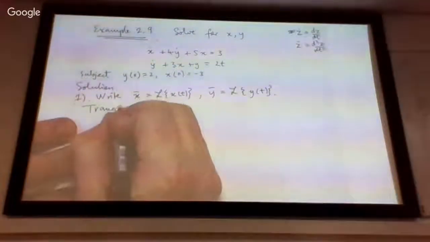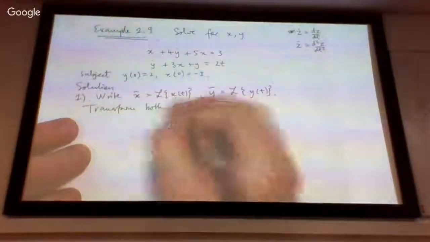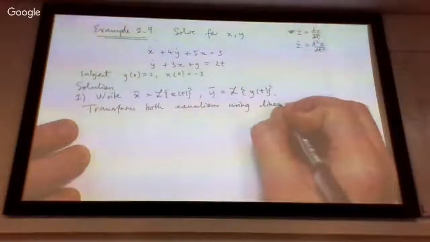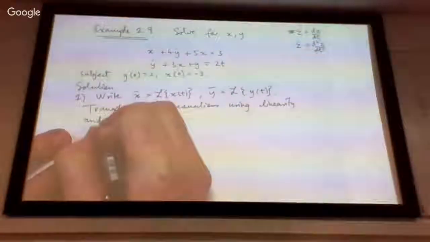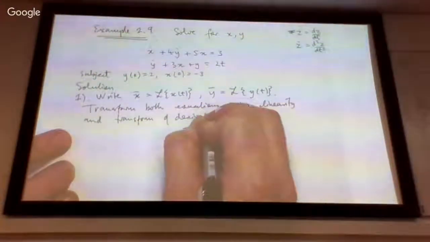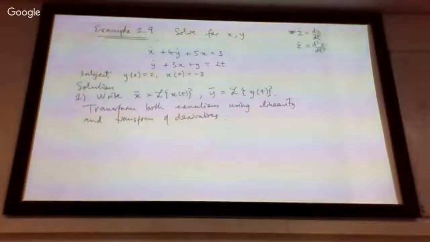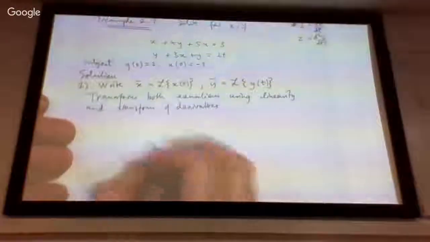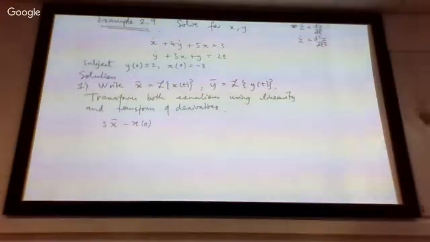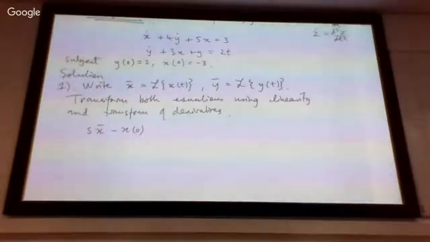So transform both equations using the linearity principle and the transform of derivatives property. It's good to indicate the properties that you're using, the justification for the steps you're making. Okay, so x dot transforms to s times x bar minus x of 0. That's the transform of derivatives property for a first derivative. The transform is s times the transform of the undifferentiated function minus the initial value.